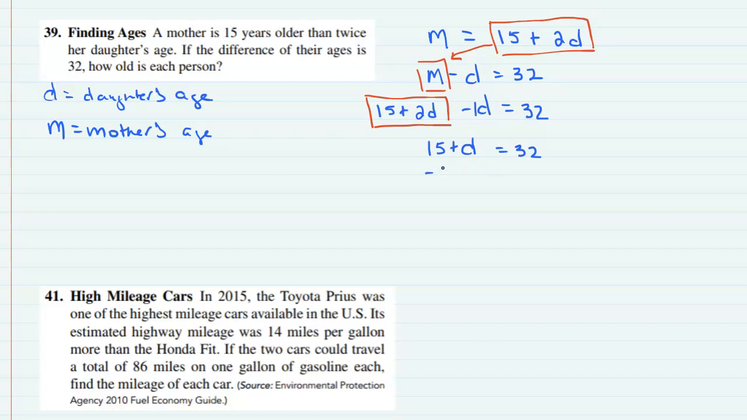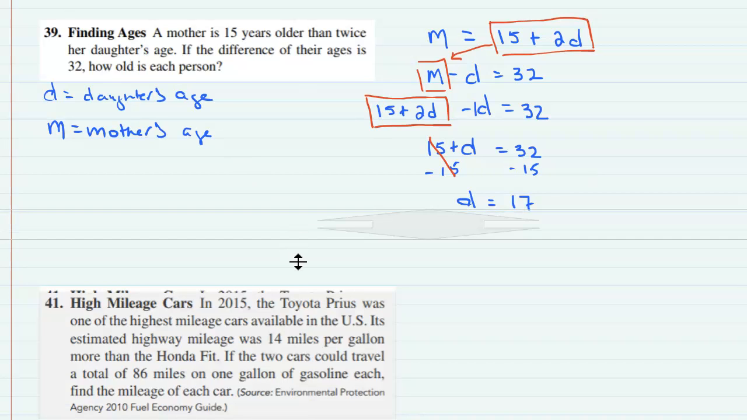Now all we have left to do is subtract the 15 from both sides so that it subtracts out right here. And we get D equals 32 minus 15, which is 17. So the daughter is 17. How old is the mother? So the mother, you're going to have to take the 17 and put it in up above for the mother.